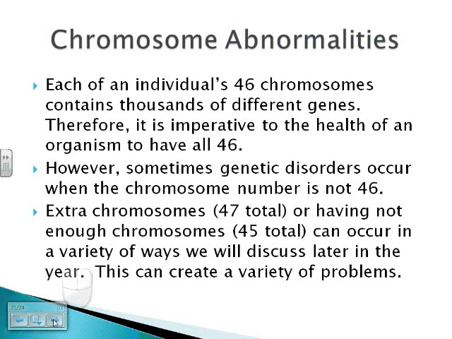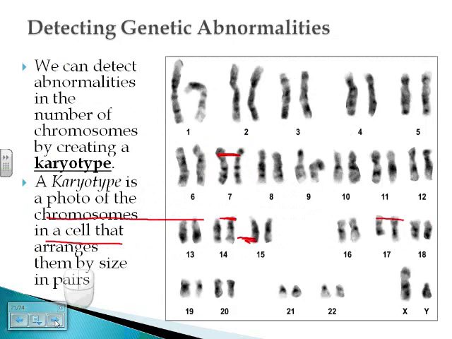All right, then we have information about chromosomal abnormalities. Normal is 46. 47 would mean that you have an extra. 45 would mean not enough. You're missing one. 46 is a normal number. 47, 45, they are not. How can we tell if it's normal? Well, we can look at something called a karyotype. This picture right here, this is a karyotype.